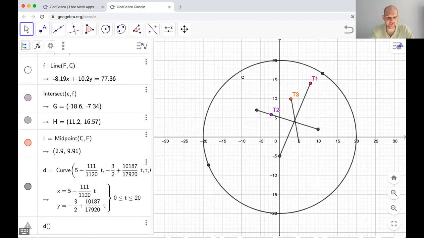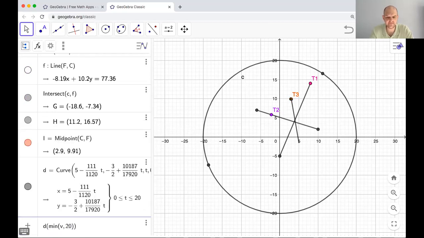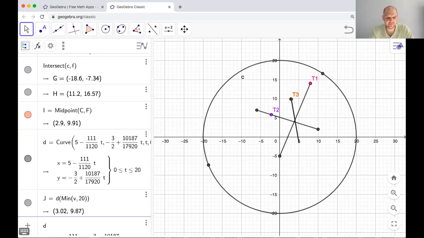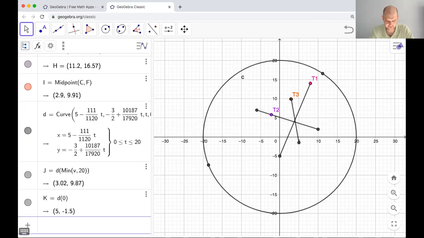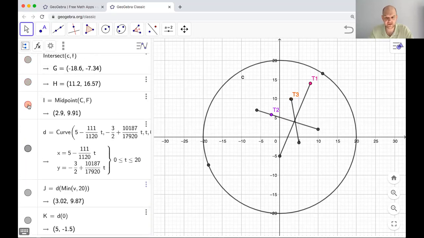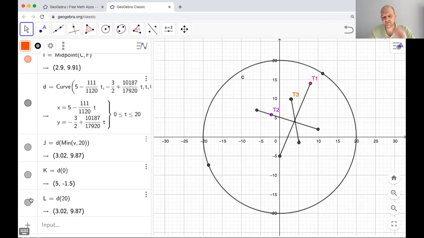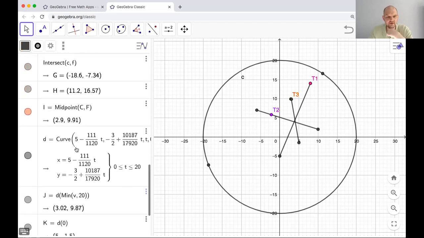I'm going to put a point on there. So d, it's definitely d of the minimum of v and 20. And then let's do d of 0. So that's the initial point, which is what we got, and d of 20, which I guess is the ending point. I didn't get decimals for that, but that feels right. So I'm going to hide this. Well, I'm going to leave that. Am I going to hide this midpoint? I don't know what I'm doing.